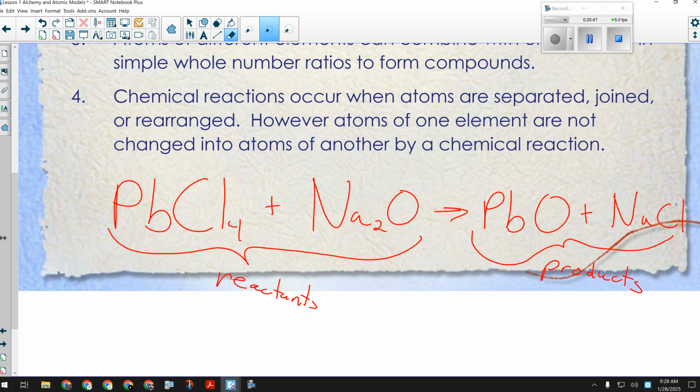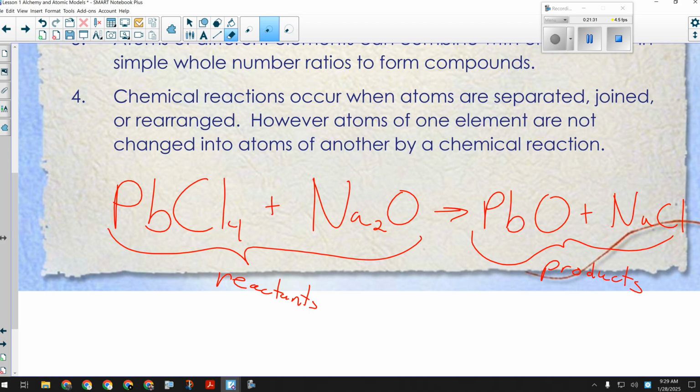There are only 4 elements in this reaction. Did I make any new elements? No. I started out with lead, Pb, chlorine, Cl, sodium, Na, and oxygen, O. And that's all I have on the other side. Do I have new materials? I do, right? I made different compounds. I started out with lead-4 chloride and sodium oxide, and on this side, I have lead-4 oxide and sodium chloride. I have different compounds, but they're still made of the same things I started with. You cannot fundamentally change an atom in a chemical reaction.